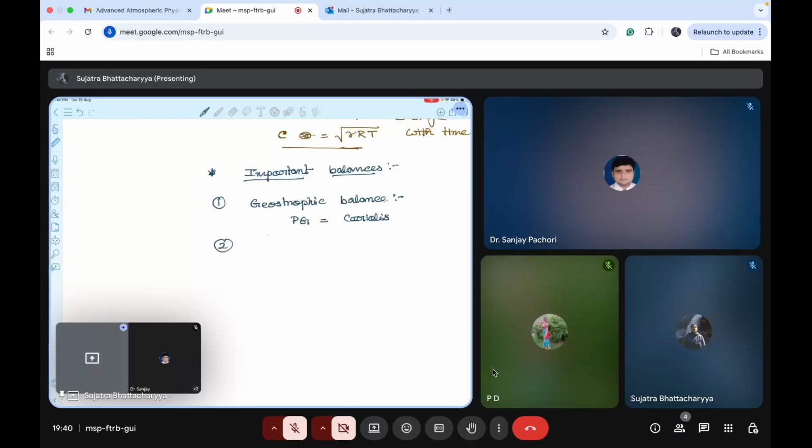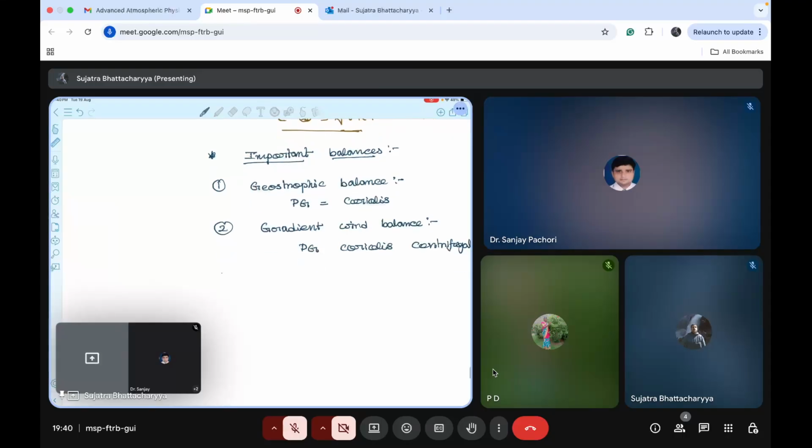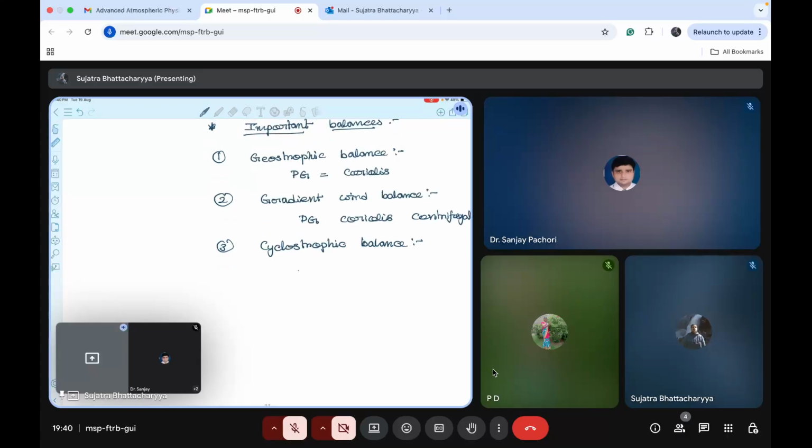Second is the gradient wind balance, which is between the pressure gradient, Coriolis, and the third is the centrifugal. Centrifugal is a must for the gradient wind balance. Third, cyclostrophic balance. This can be applied in case of the cyclones when it is near the equator. Near the equator, Coriolis force is zero. So pressure gradient should balance the centrifugal. Coriolis force is neglected.